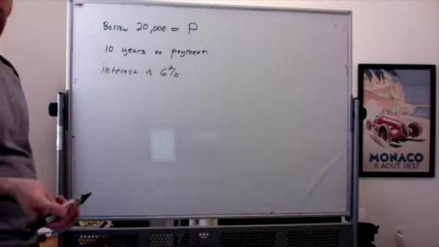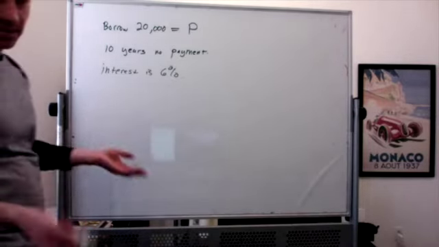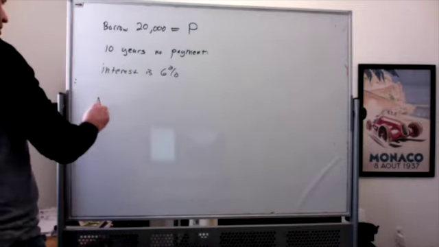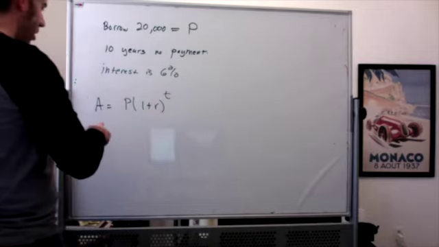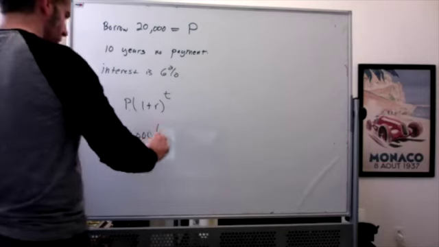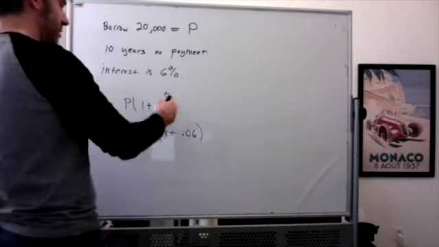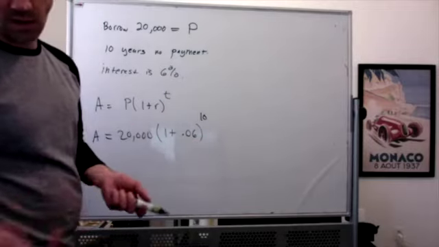And the interest is 6%. How much are we going to owe after these 10 years of not making payments? Well, this is again just a throw everything into the formula kind of problem. The amount of money is P times 1 plus R to the T. Our principal is 20,000, our interest rate is 0.06, and the time is 10. So then you just have to jam it all into the formula and use a calculator.